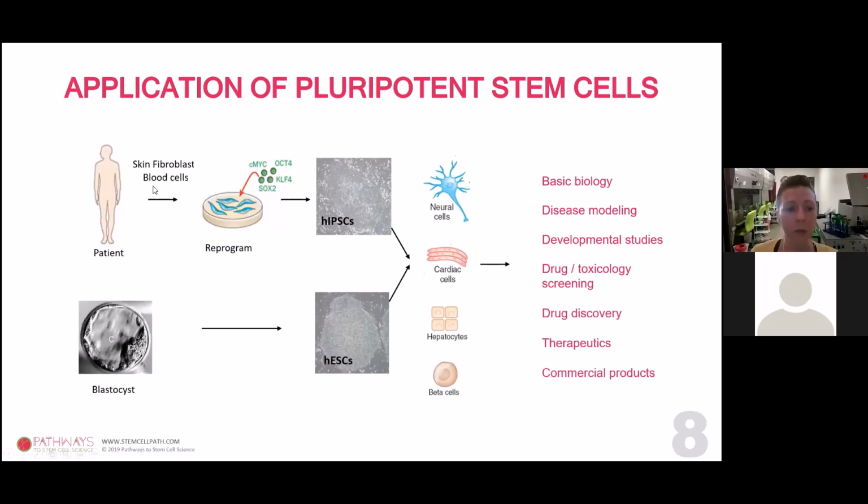As I mentioned, the reason that we're so interested in pluripotent stem cells is because they do have this unique ability to turn into any cell in the human body. So we can use them for teaching basic biology. We can use them for teaching disease modeling, developmental studies. You can use them in therapeutics and for teaching therapeutic strategies. So they have a lot of uses in both science, medicine, and also in education and training, workforce development training.